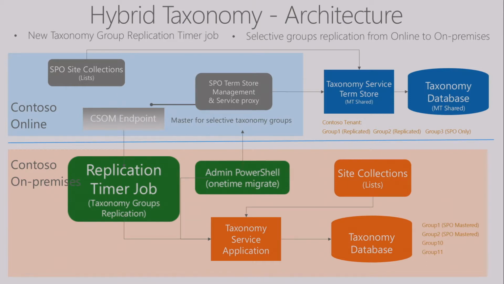That's another key point. The second biggest component is there is an admin PowerShell we have introduced, which allows you to migrate the existing on-premises taxonomy into SPO, into SharePoint Online taxonomy, so that you can seed the initial taxonomy in the cloud. That's perhaps the one-time migration you are doing. And after that, you are just managing your taxonomy right in SharePoint Online itself. Let the replication timer job take care of bringing it down to on-premises.